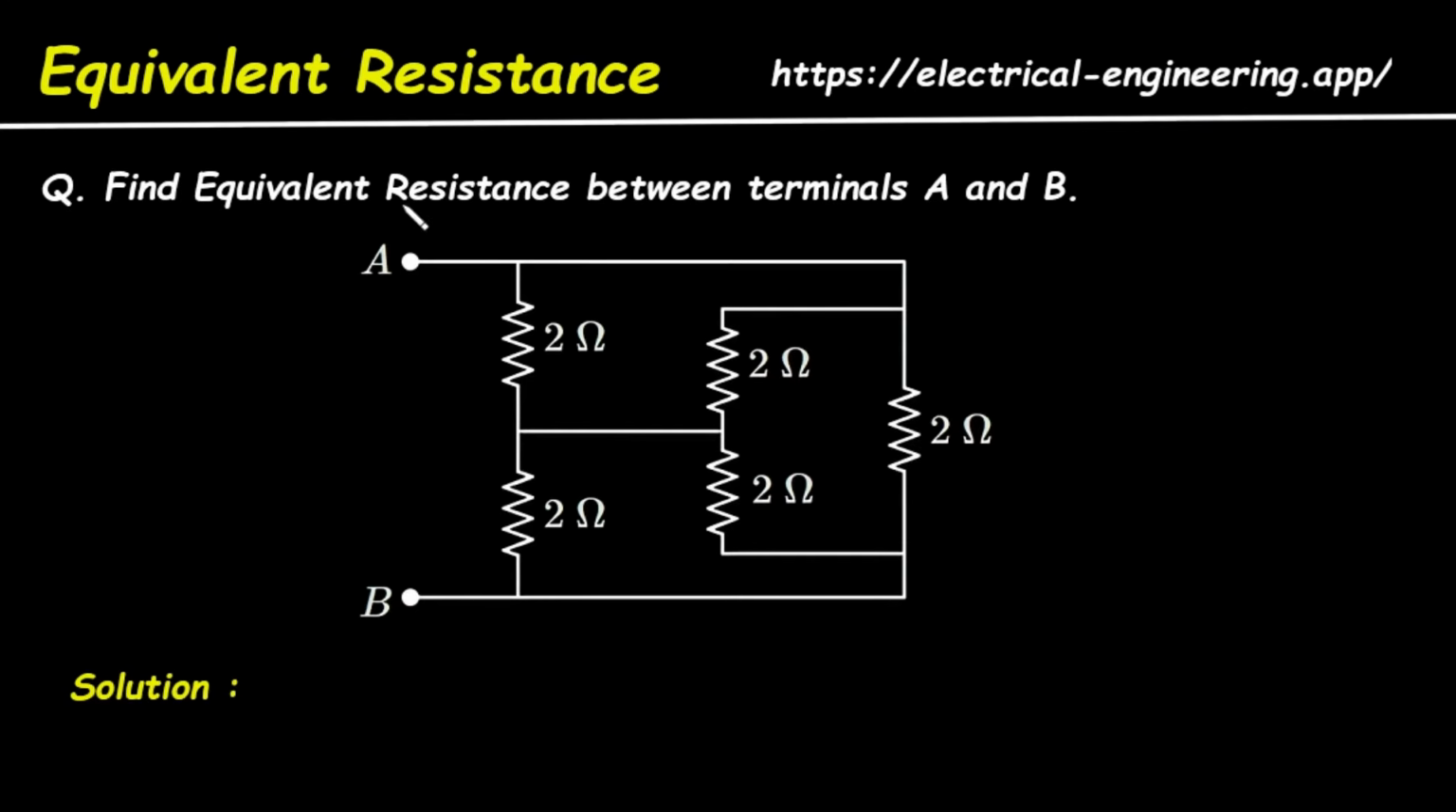Question: find equivalent resistance between terminals A and B. Now here for this circuit, we have to determine its equivalent resistance between terminal A and B. Solution: first of all, we will take this circuit.